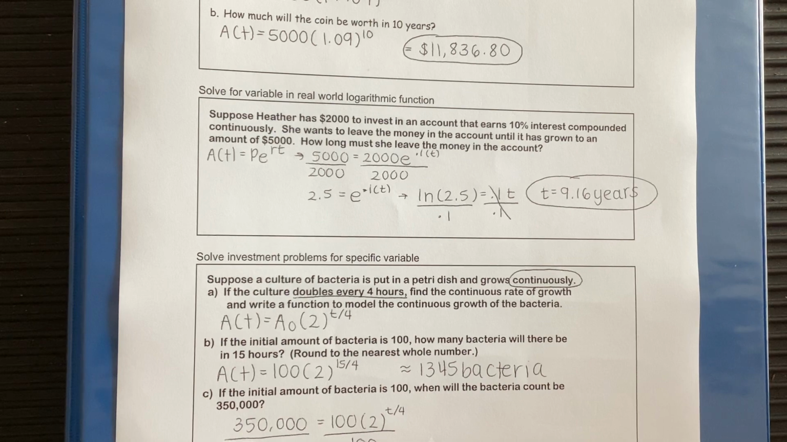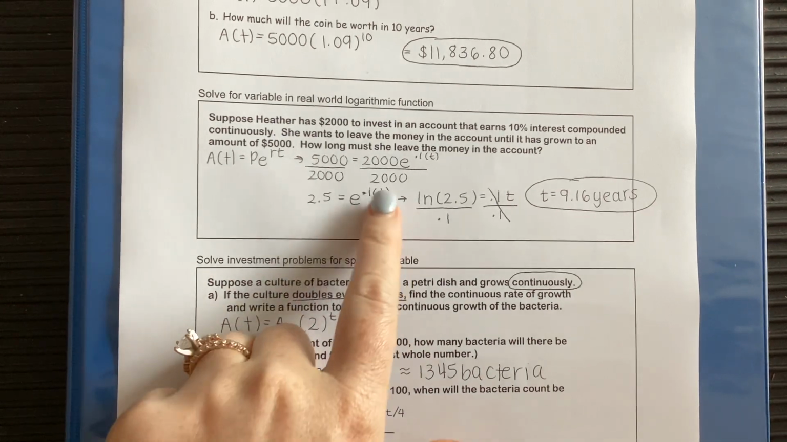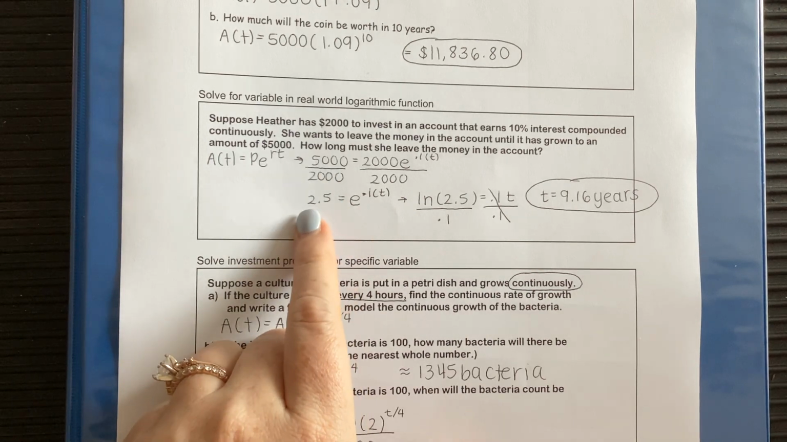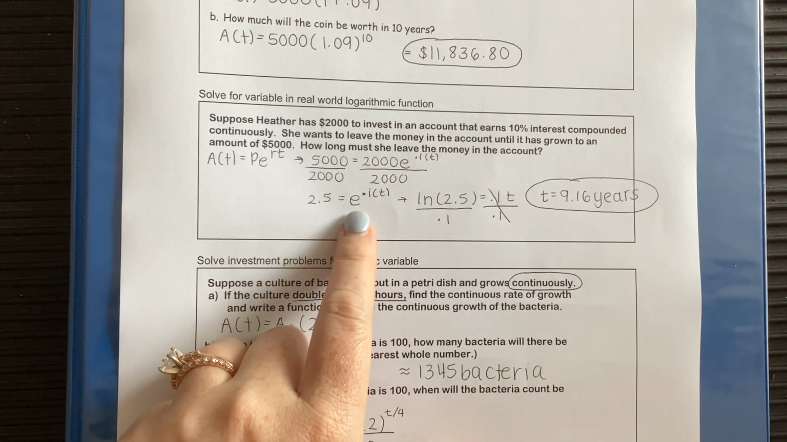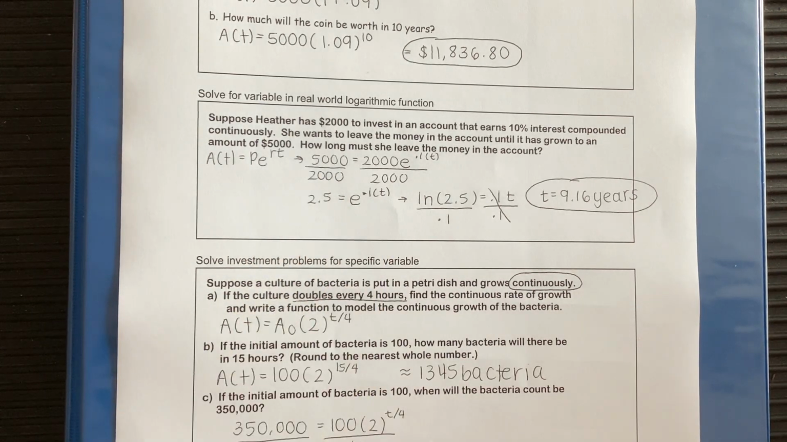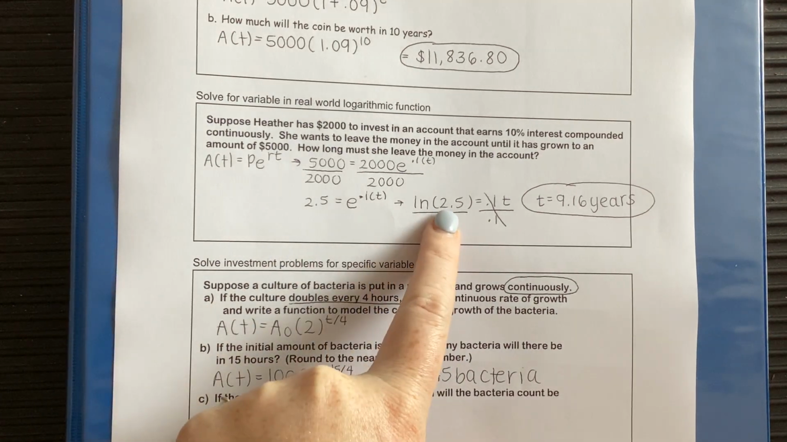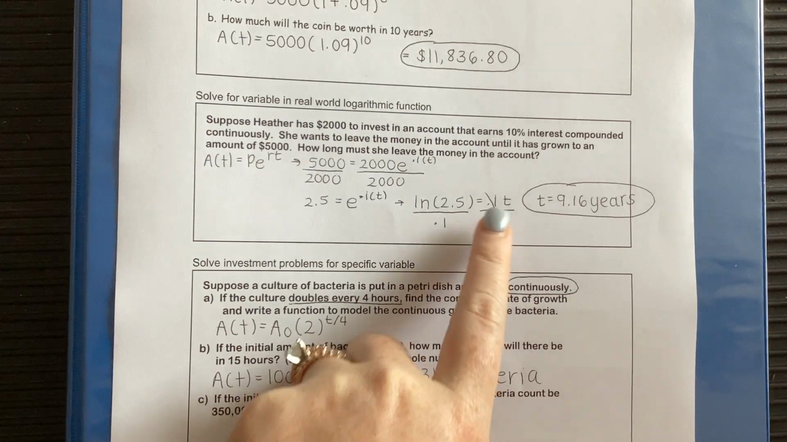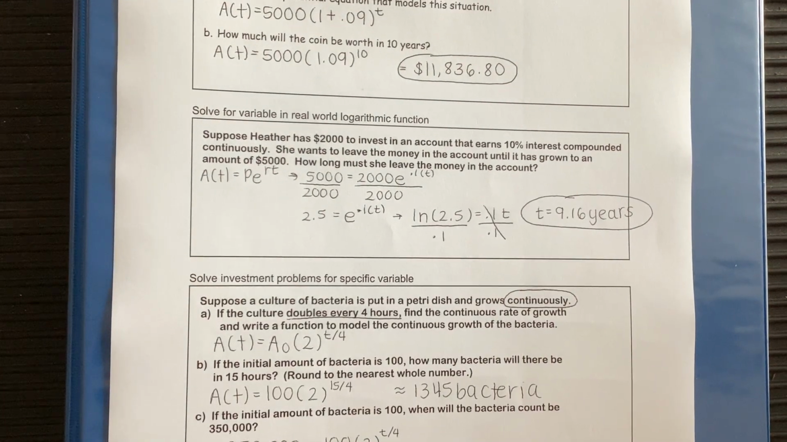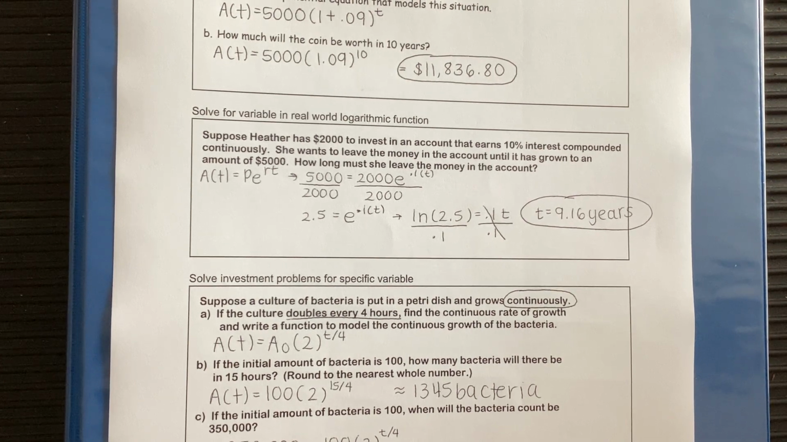If you are solving for something that's in the exponent, you're going to have to use a log. So we divide by 2,000. 2.5 equals e raised to the 0.1t. So then you can take the natural log of both sides, and ln of 2.5 is equal to your exponent, 0.1t. Divide by 0.1, and you end up getting about 9.16 years. So if you want to have $5,000 in your account but not put any extra money in, she's going to need to wait 9.16 years.